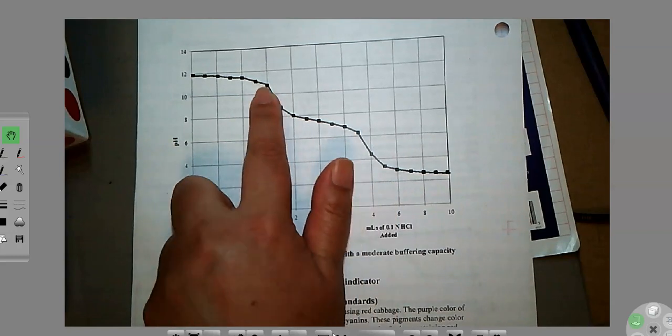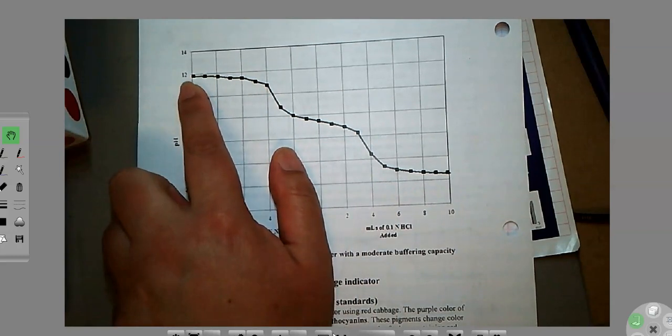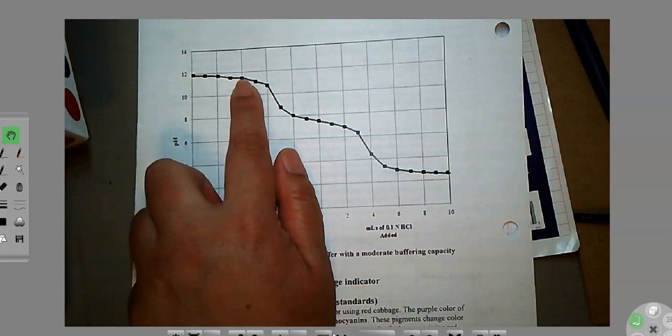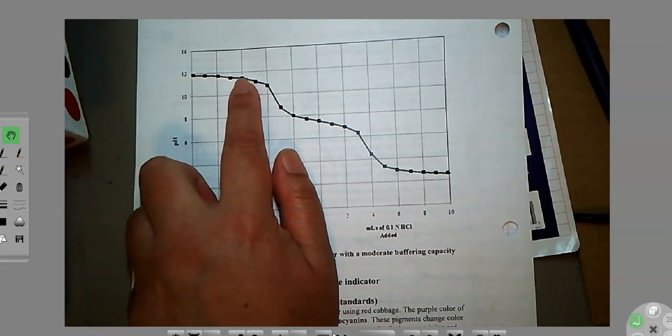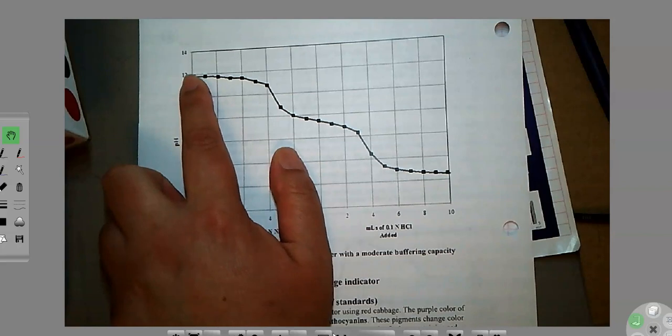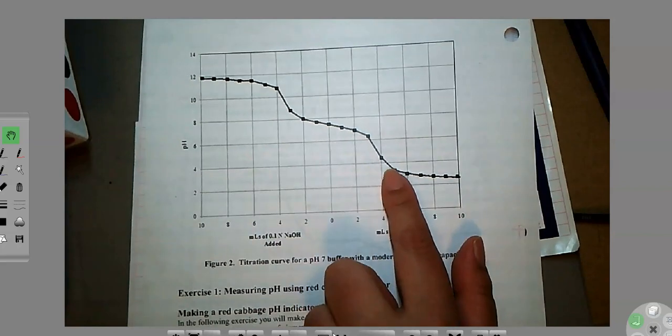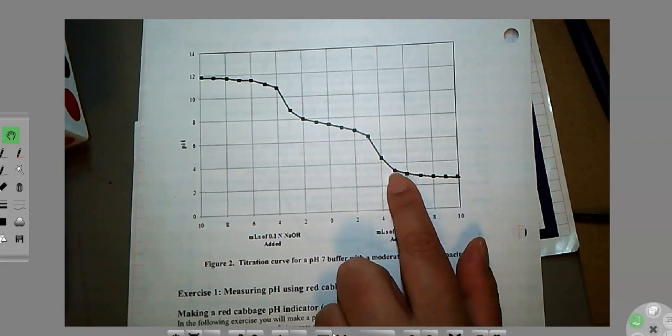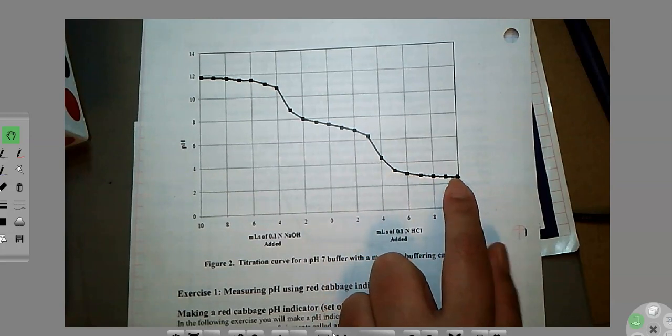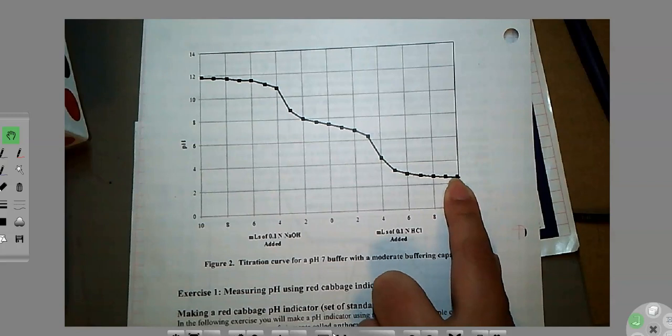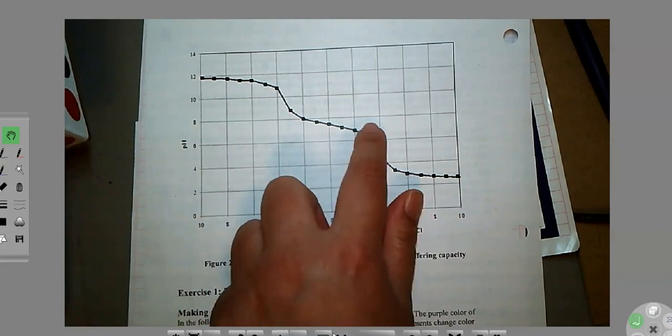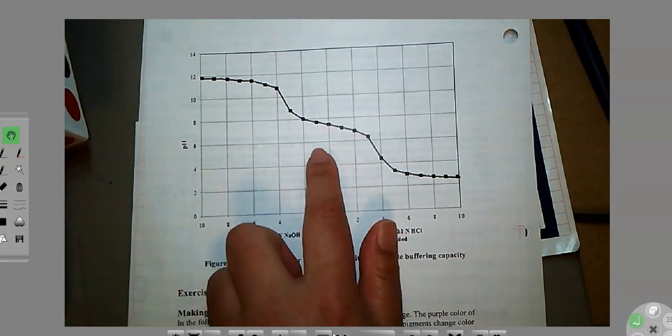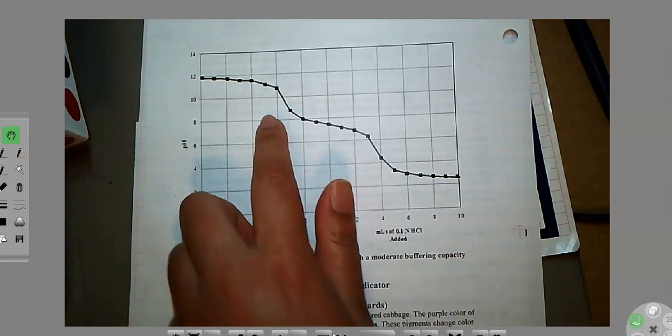Now you still see this flat point up here at 12 because the pH of NaOH is 12. So it might reach this point, but it can't go over it. The other flat point you see here is over here where it's a pH of 2, which is the pH of HCl. So this right here is where the buffer is maintaining the pH.